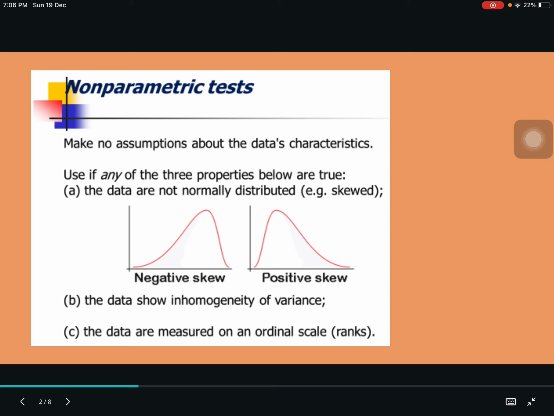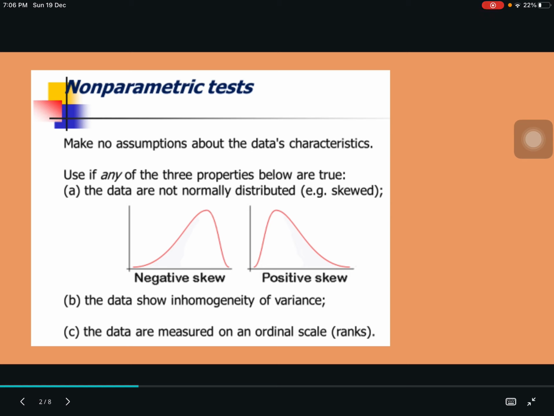Kemudian kita akan guna juga bila kita punya data is heterogeneous, which means it is not homogeneous. Homogeneous ni maksudnya, macam saya terang dalam lecture sebelum ni, dia punya mean dengan variance dia tak lari jauh. So when it is heterogeneous, maksudnya mean and dia punya variance tu berbeza. So when it is heterogeneous atau kita panggil sebagai inhomogeneous, we have to use non-parametric test.